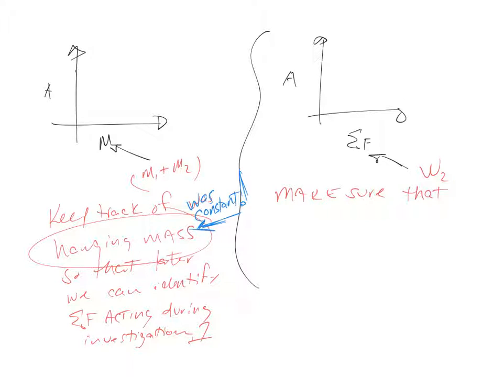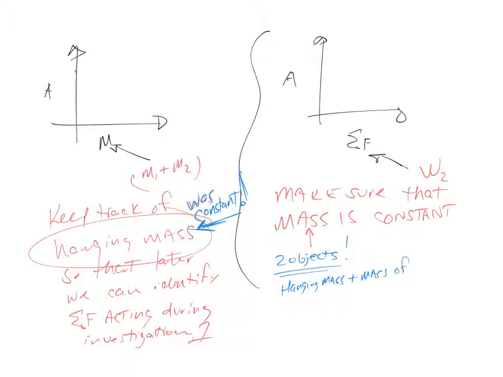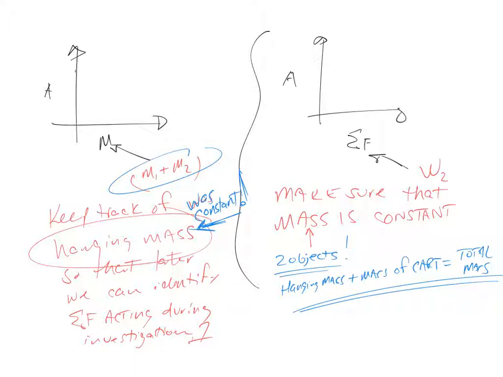Well, which mass? This is an important question because we're not talking about just the mass of the cart now. 2 objects. Hanging mass plus mass of cart equals total mass. Just like this. So we're going to have to keep the total mass constant. Now, that does create a logistical problem.